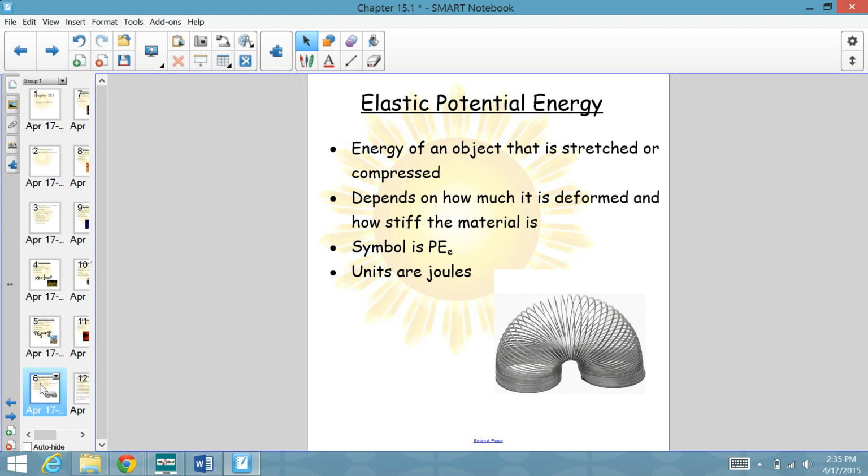The symbol is Pe little e, potential energy elastic, and its units are joules. And this energy does have an equation, but we're not going to learn about it in this class.